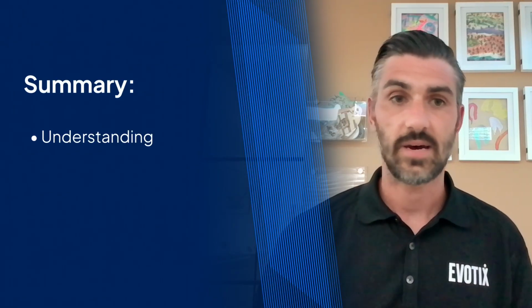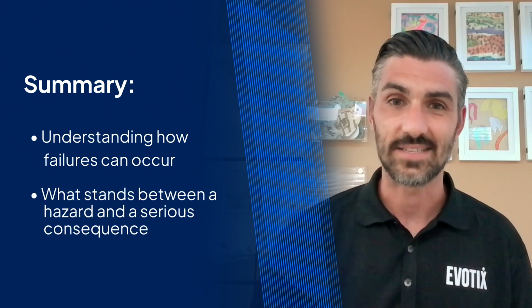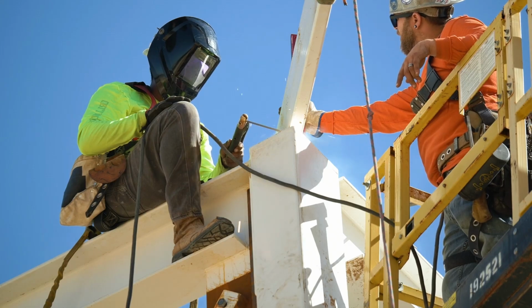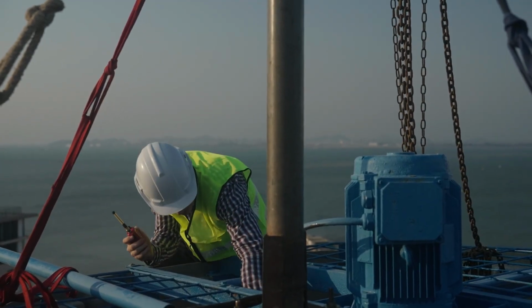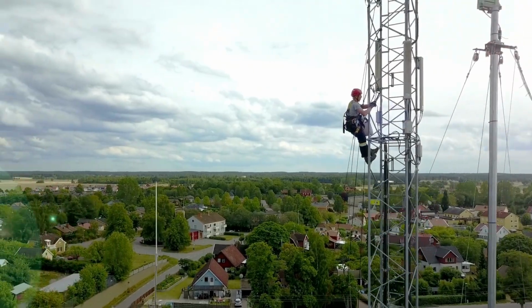In summary, the Bowtie analysis isn't about creating a diagram. It's about understanding how failures can occur and what stands between a hazard and a serious consequence. When well used, a Bowtie makes risk visible. And when risk becomes visible, organizations can have better conversation and better dialogue around controls that matter most.